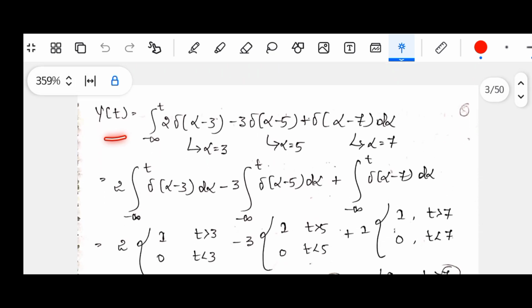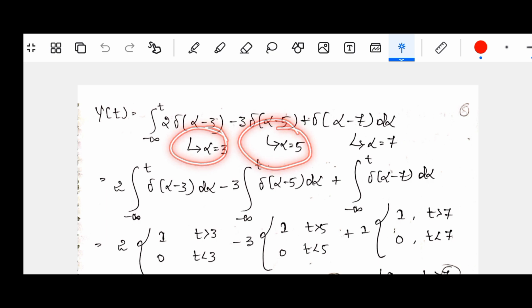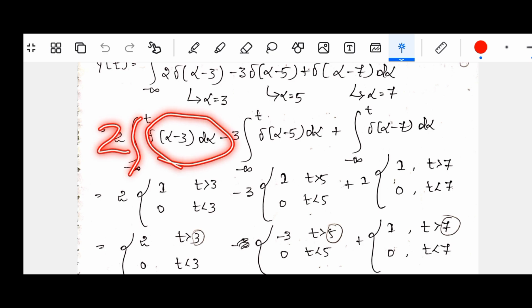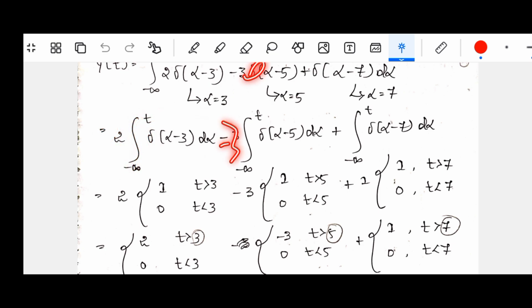Next question: y of t is equal to integration from minus infinity to t of 2 delta of alpha minus 3, minus 3 delta of alpha minus 5, plus delta of alpha minus 7. First find out the locations of the given signal. So alpha will be plus 3, alpha will be plus 5, alpha will be plus 7. Next, take this 2 outside, and integration from minus infinity to t of delta of alpha minus 3. Take minus 3 outside, the integration from minus infinity to t of delta of alpha minus 5, plus the 1 comes outside, integration from minus infinity to t of delta of alpha minus 7 d alpha.